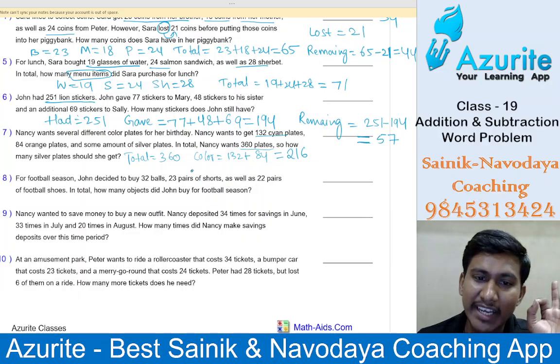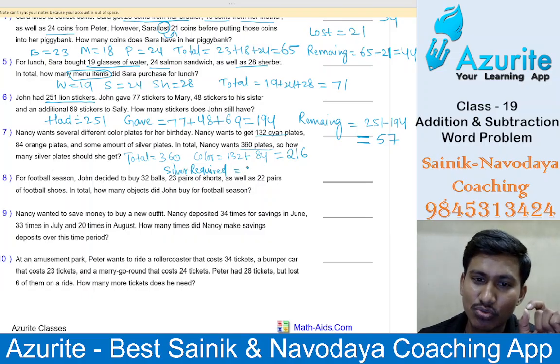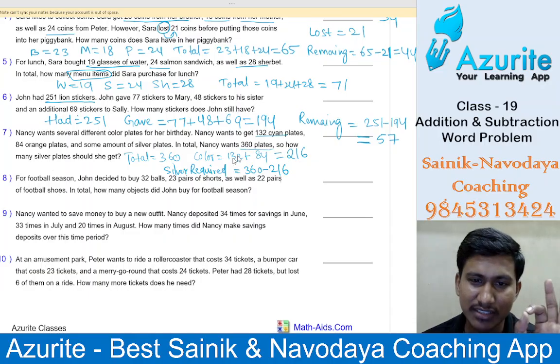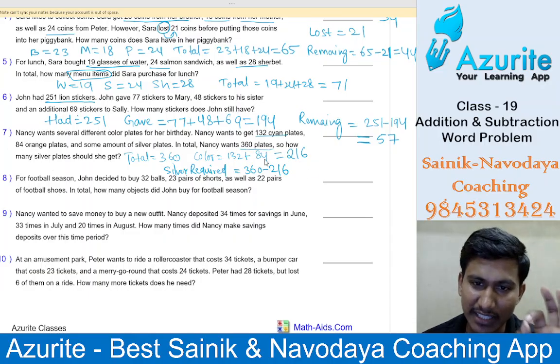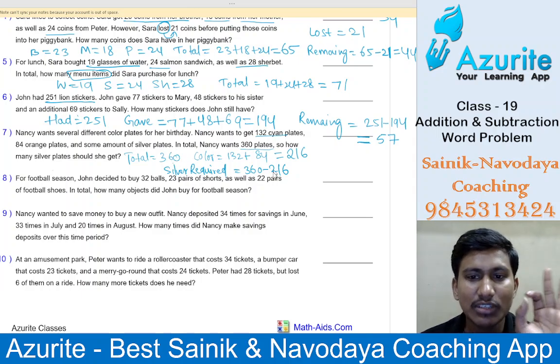So the silver required will be how much? That is 360 minus 216. Cyan available is 132, and 84 oranges are there. If you add them both, you will get 216. Required total, if you subtract from the total, you will get the required.